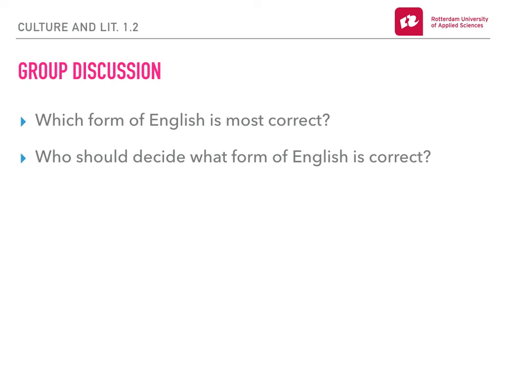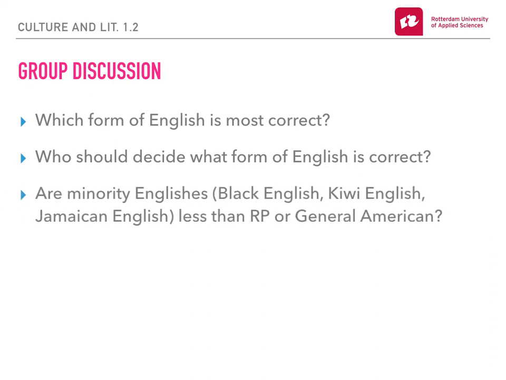Also, when we think about English, what about minority Englishes? For instance, Black English, Kiwi English, Jamaican English. Does their difference make them less valuable than the more commonly used forms of English like RP or General American? These are definite things we have to think about when we look at language, because language is often a way for us to discriminate against other people. People who speak different, use different words, have certain accents. Does that make them less? Does that make their version of English or the culture that it represents any less?